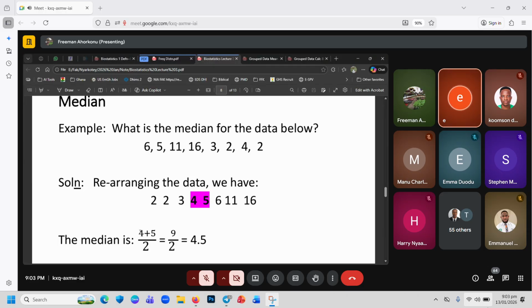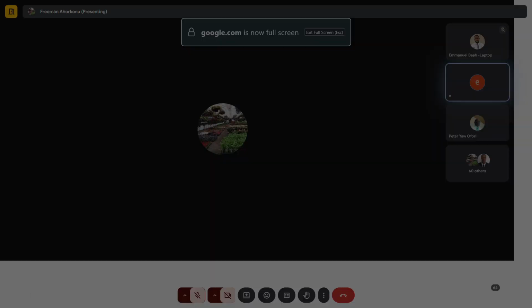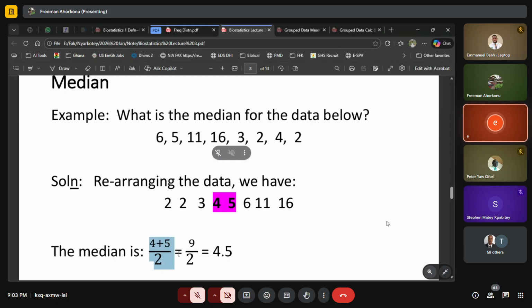Good. You can see the equal sign. What about the 2 that is under? That is the 2 that is in front of it. Because it's two numbers that we added, we divide it by the two numbers.